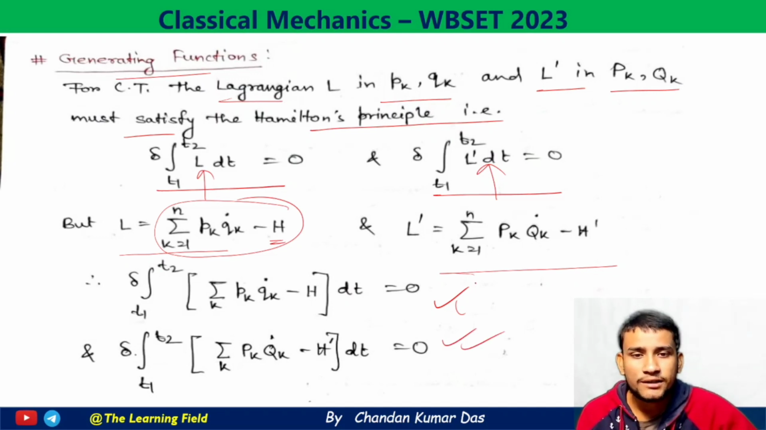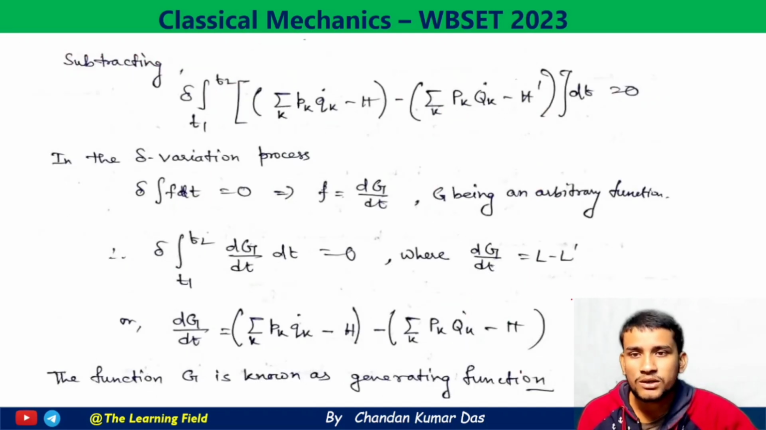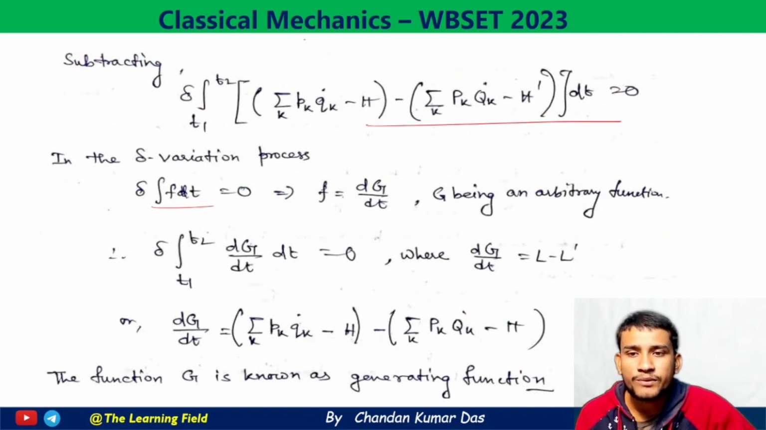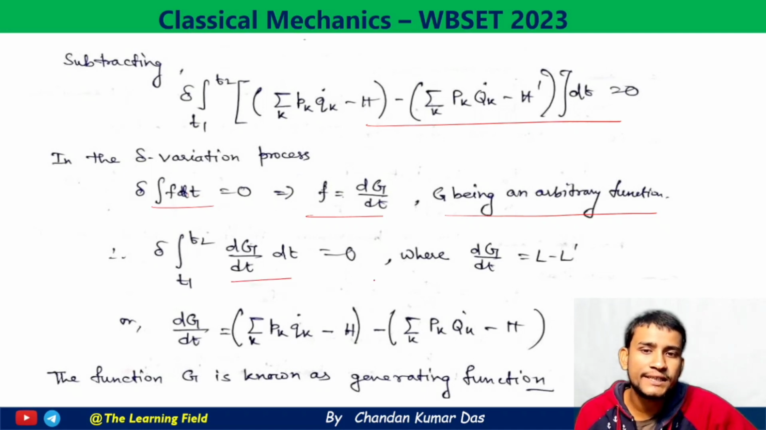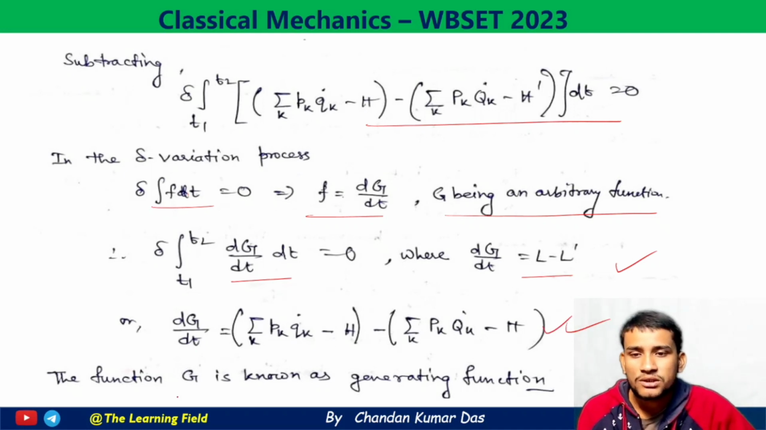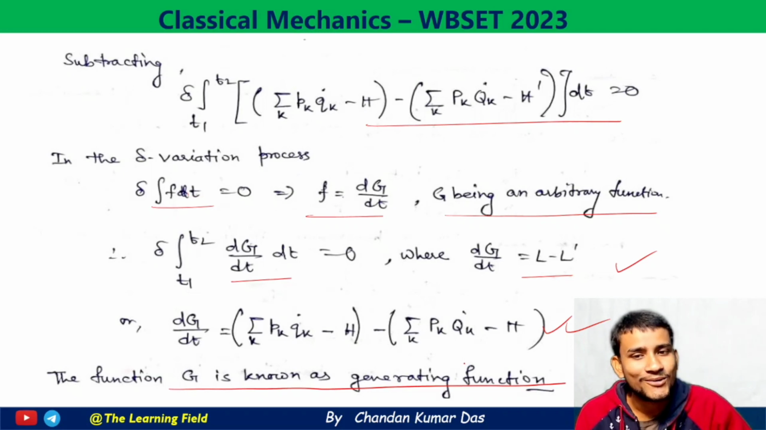Now subtracting one from the other, we get the delta of these terms. In the variation, δ∫ f dt = 0 means f = dG/dt, where G is an arbitrary function. Therefore δ∫ from t1 to t2 of dG/dt dt = 0, but dG/dt equals L − L', or minus of L' − L, you can check that also. So this function G is known as the generating function. I think you have not understood this.